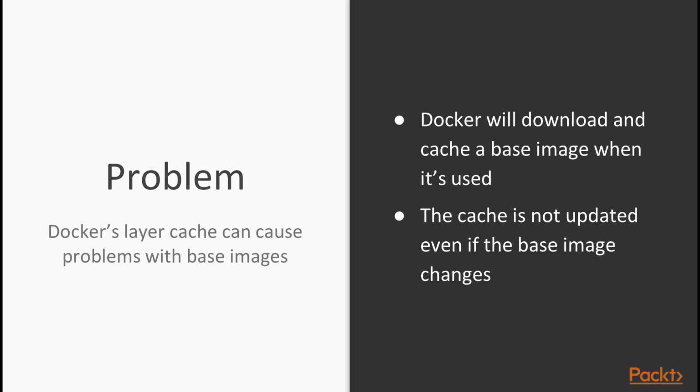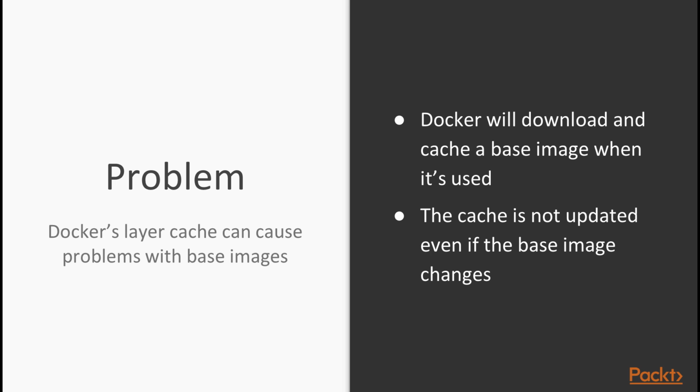Using base images is a great way to get started with a new application image. There can be a problem, however, due to Docker's layer caching. Here's the problem. Let's say you have an image that uses the Debian stretch base image. The first time you build your image, Docker will download the Debian stretch image from Docker Hub. You proceed to do your development and deploy your image.